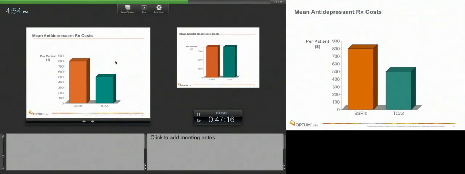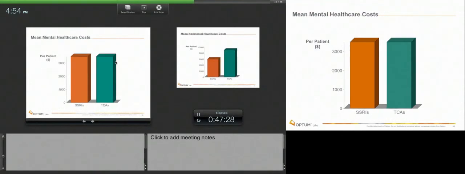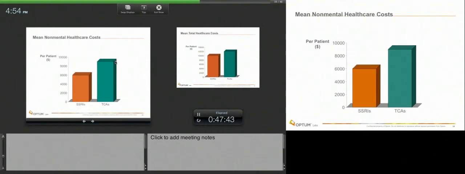But when you looked in the data, the patients that initiated on the SSRIs were much less expensive in terms of total healthcare costs than the patients that initiated on the tricyclics. Interestingly, they were almost exactly the same in terms of any claims that had a mental health diagnosis on them. Virtually a dead heat. But where you saw the difference was in the non-mental health claims.